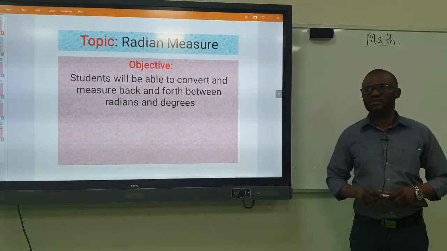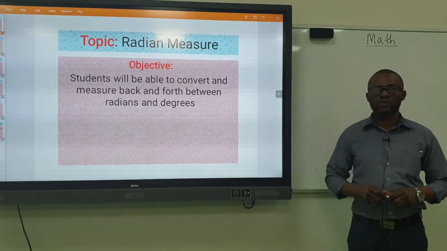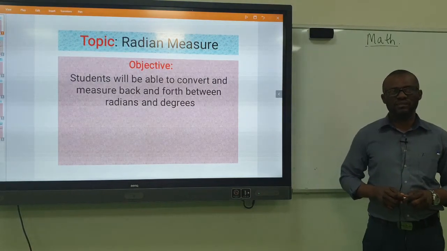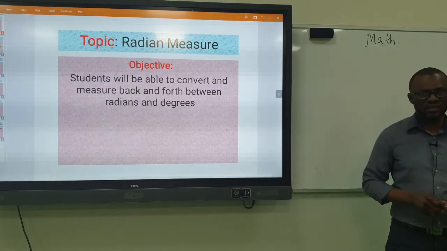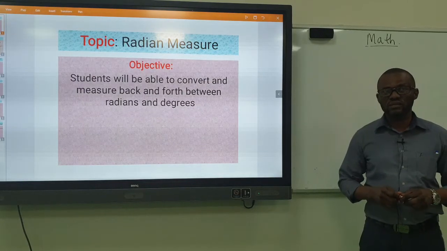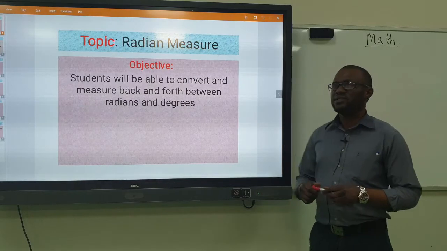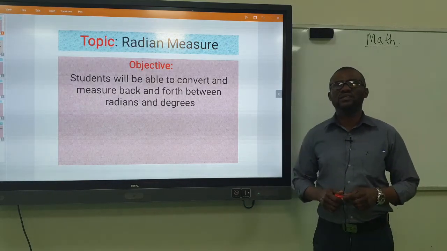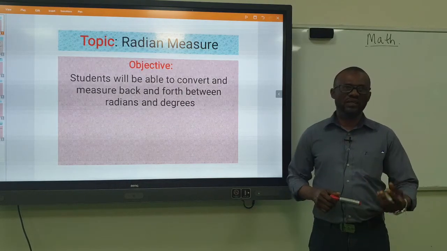We are moving on to the next concept of our mathematics, and our topic for today is radian measure. Why do we measure in radian? As long as you have a concept that deals with circle and you are calculating angles or sine, it is very, very important that you measure in radian and you calculate also in radian.